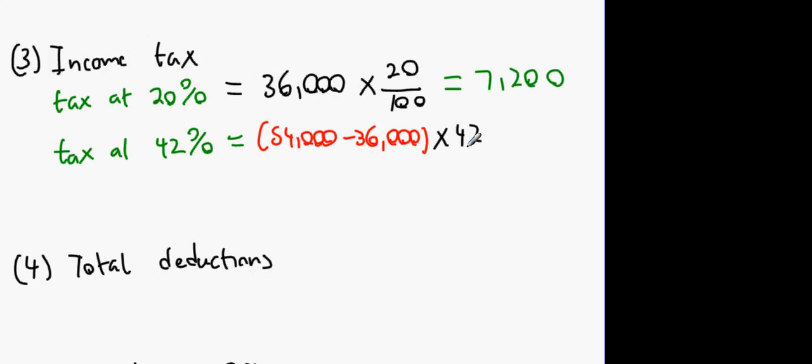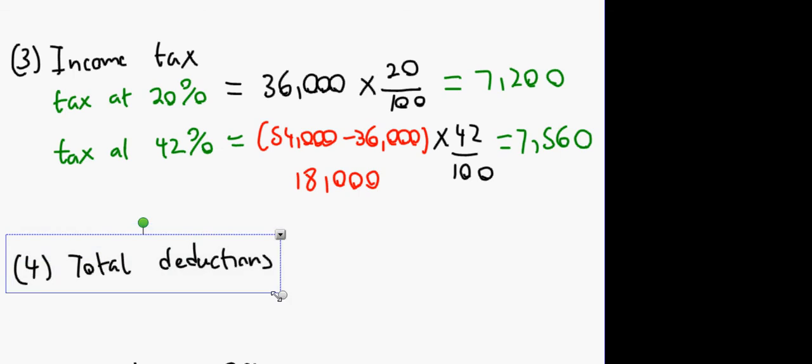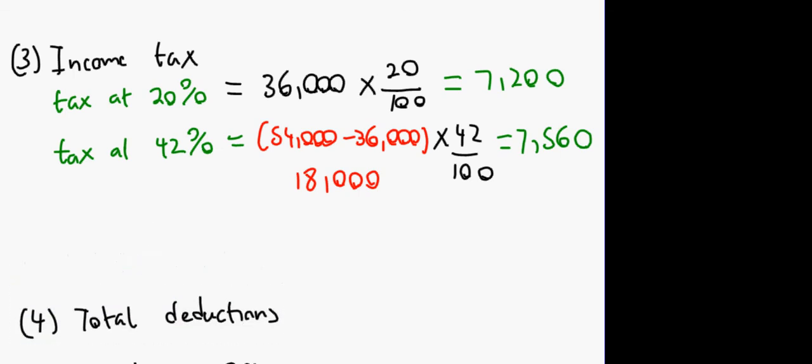And what answer is that? It's basically the same as 18,000 multiplied by 42%. So what do we get? 7,560. The next thing we're going to do is find out what our gross tax is. Gross tax is when you add both taxes together. So add 7,200 to 7,560, and what you get? 14,760.